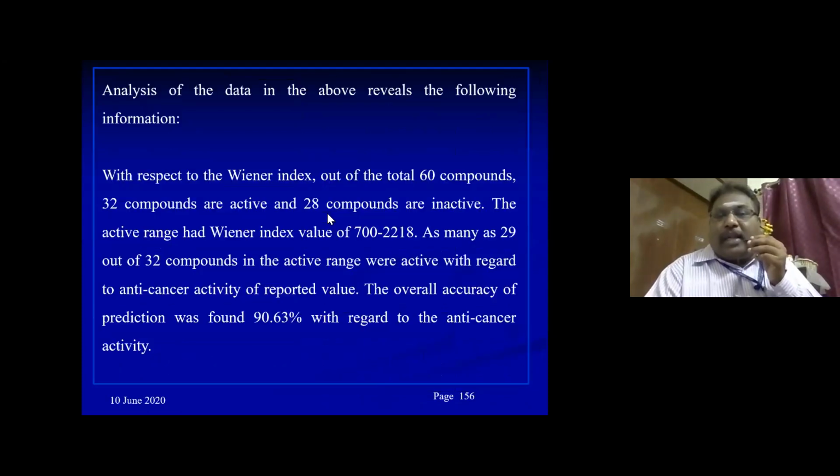So again, in the analysis of data for the 60 compounds, 30 compounds were active and 28 compounds were inactive. The active range of the Wiener index is from 700 to 2218 and so on. This is the data, and all this is available on the net. You can see the papers.